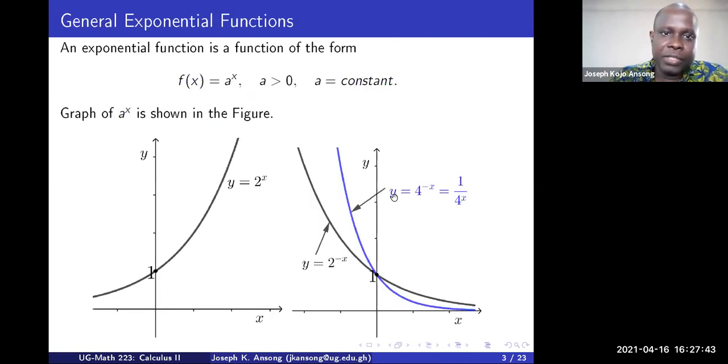So the exponential function is a function that is of this form. Some number a raised to the power x, right? And the number a has to be greater than 0, and it's some constant. So it could be 2, 5, 7, 9, whatever. It's a number raised to some variable x. So that is the definition of the exponential function.